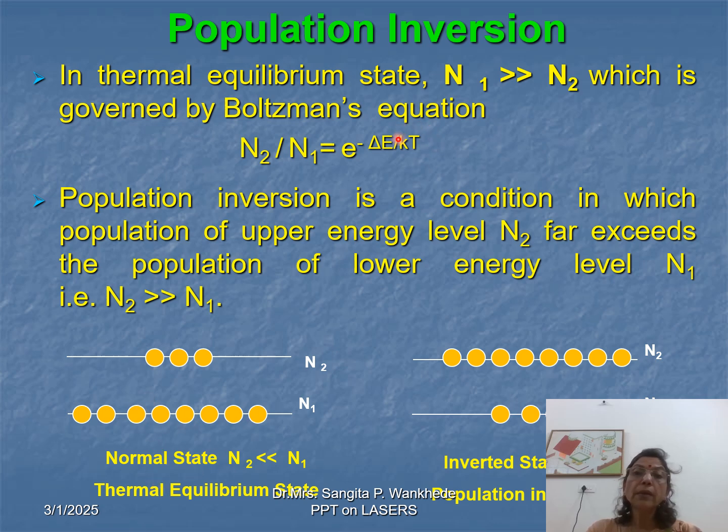It is given by the Boltzmann equation, N2 by N1 is equal to e raised to the power minus delta E upon kT, where k is the Boltzmann constant. But for laser emission, population inversion should be achieved. Population inversion is a condition in which the population of the upper energy level, that is N2, is greater than the population of the lower energy level. For light amplification, this condition should be achieved. This is known as population inversion.